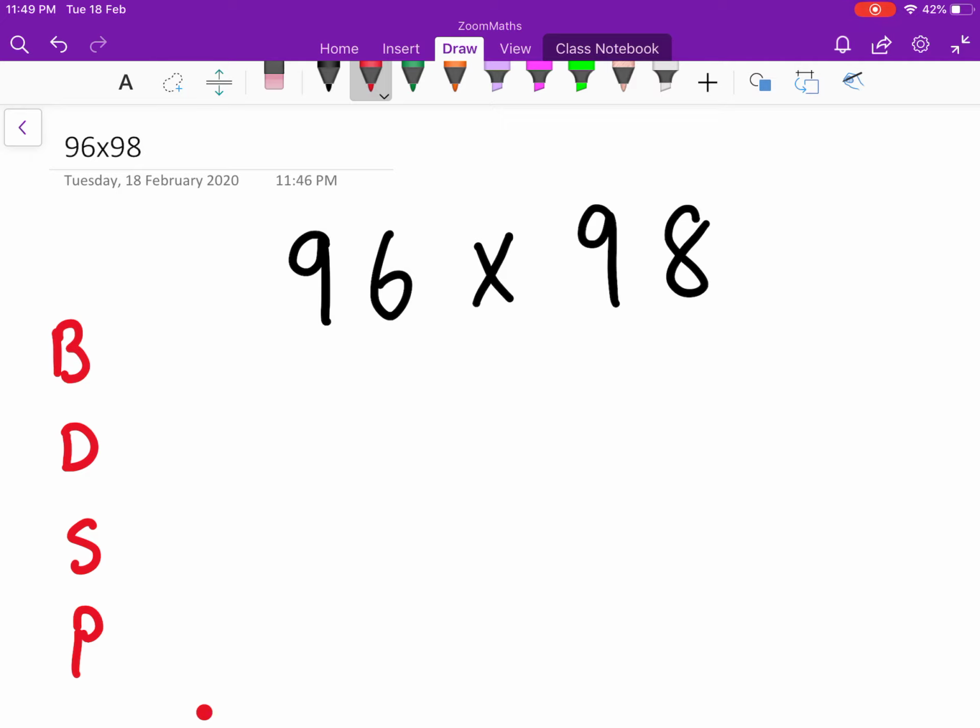Now this number is closer to 100, so we take the base as 100 for this number. Now, how far are these numbers away from 100? The deviation or the difference. So 96 is minus 4 and 98 is minus 2. So that's the deviation from them. So the deviation of these two numbers you have found out. That is minus 4 and minus 2.